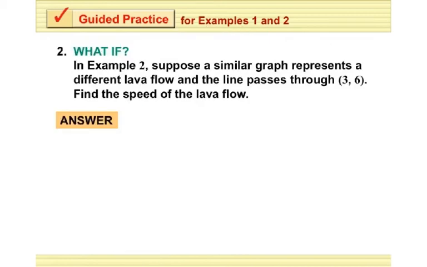Now, what if in example 2, suppose a similar graph represents a different lava flow and the line passes through 3, 6.